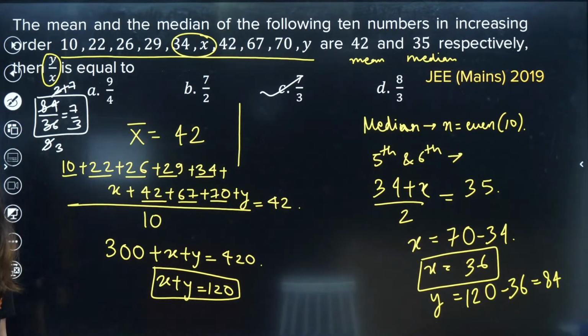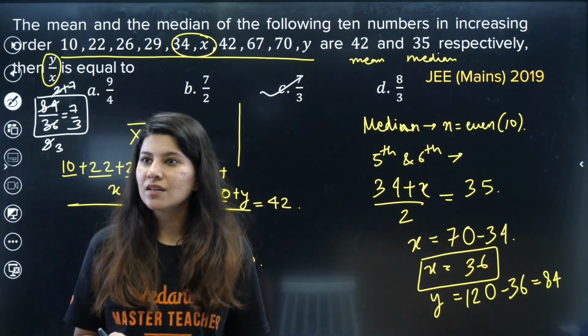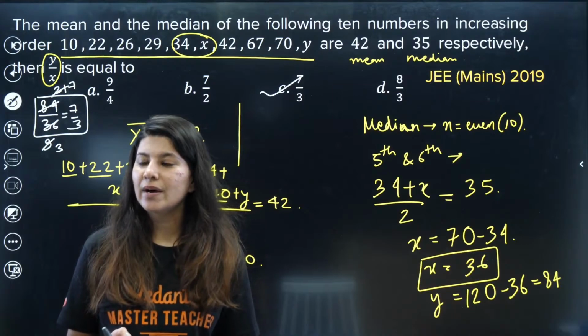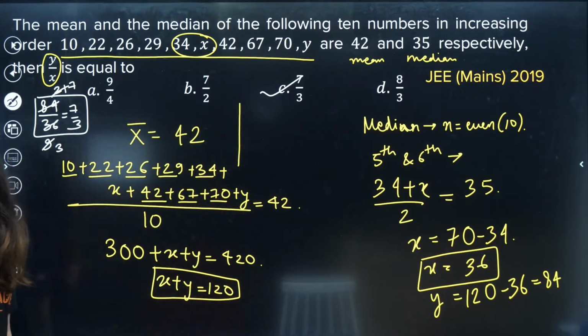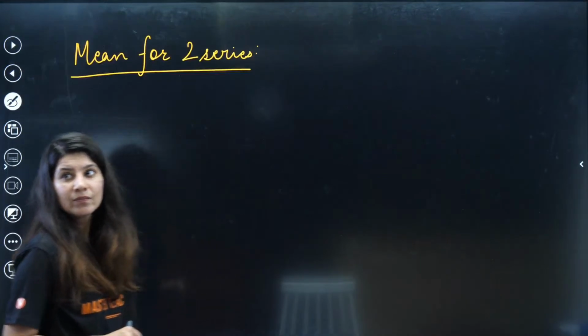Okay. Cool. Option C. Option B, why are you saying 7 by 2? 7 by 3, right? 7 by 3 is the correct answer. Okay. Alright.